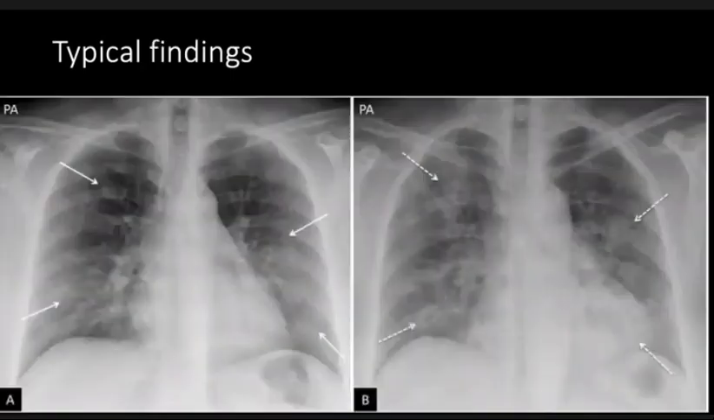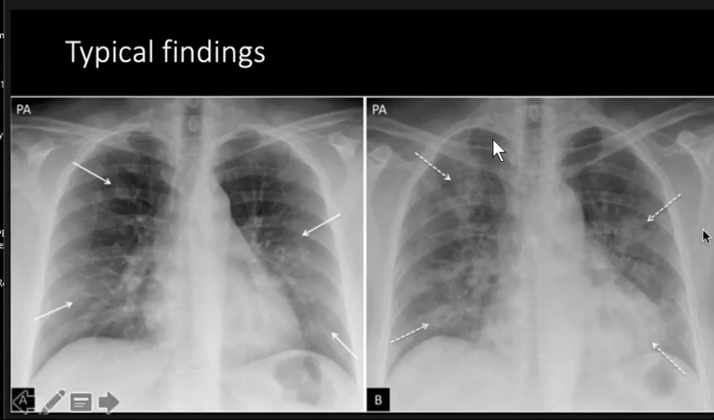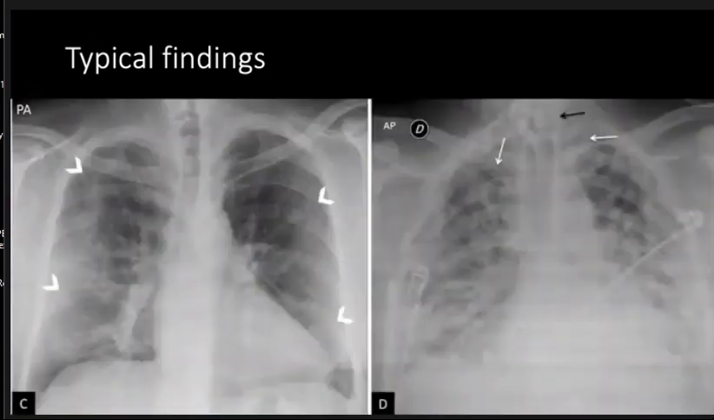So this is an example of typical X-ray findings for COVID pneumonia. Image A shows reticular interstitial pattern, as pointed by the arrows, with peripheral predominance. Then image B shows the same patient 3 days later. Despite being taken with poor inspiration, the X-ray shows faint, rounded, bilateral peripheral alveolar opacities pointed by the dotted arrows. So here are additional typical findings of COVID X-ray.